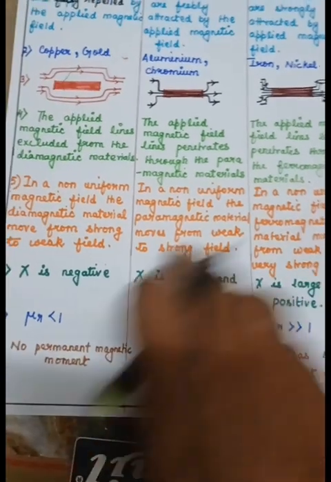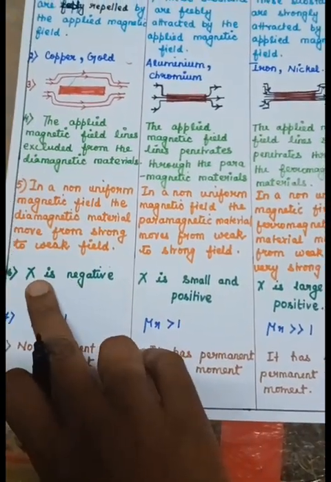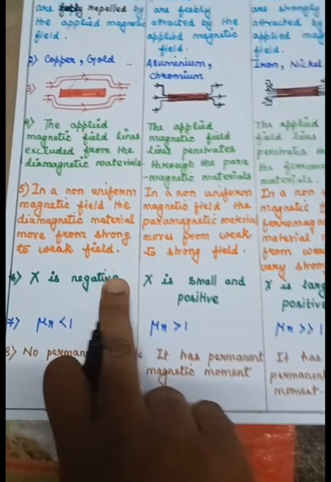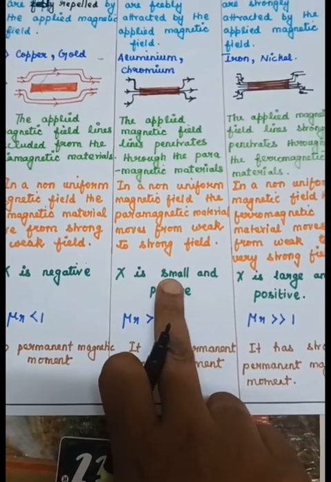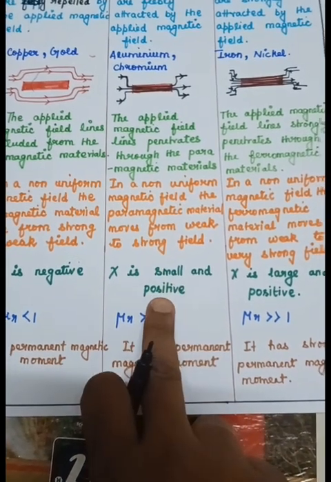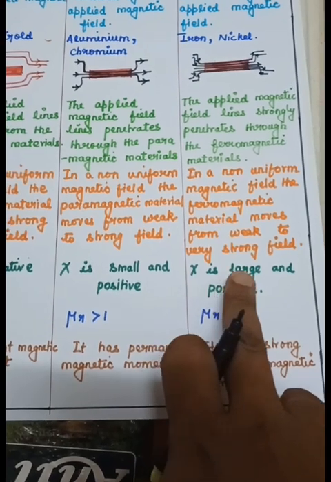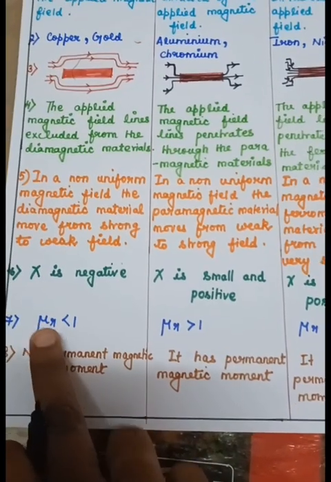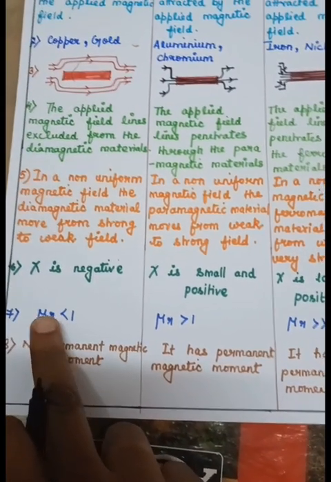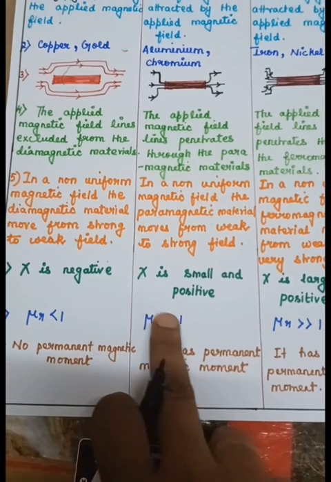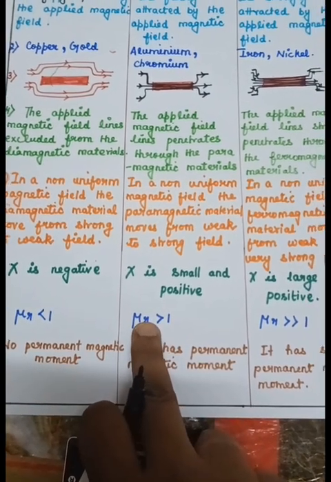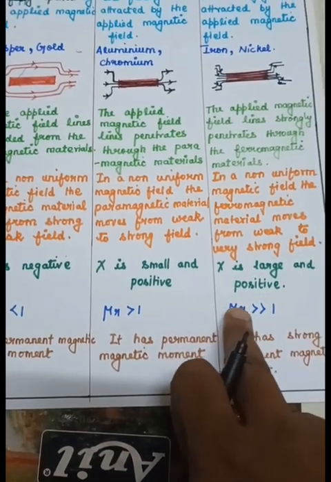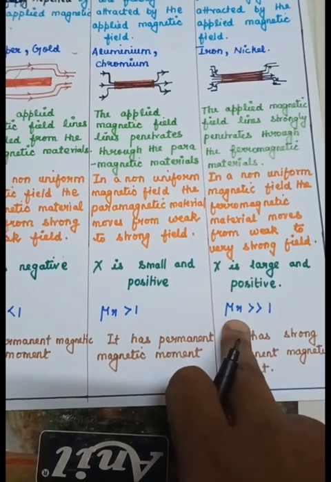The next thing is magnetic susceptibility. Magnetic susceptibility for diamagnetic material is negative. Magnetic susceptibility for paramagnetic material is small and positive. Magnetic susceptibility for ferromagnetic material is large and positive. Mu r is relative permeability, which is less than 1 for diamagnetic. Mu r, relative permeability, is greater than 1 for paramagnetic, and it is very much higher for ferromagnetic material.